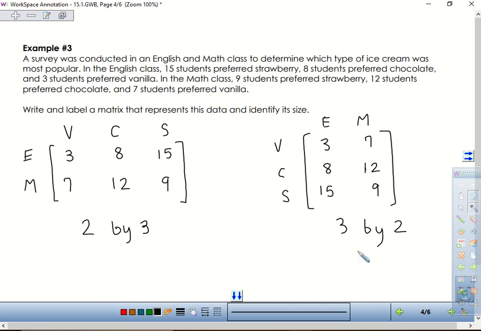Now the number of elements in any matrices is always the product of the two numbers, the dimensions. So as you can see, there's 6 elements to both of these because 3 times 2 or 2 times 3 is both 6. So if I ever ask you the number of elements in a matrices, that's the easy way to find it. All right.